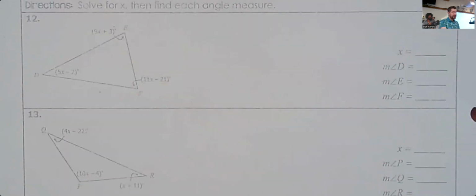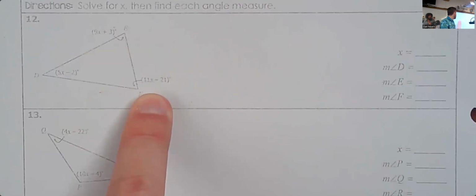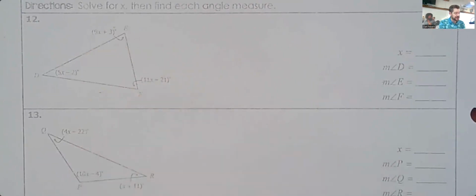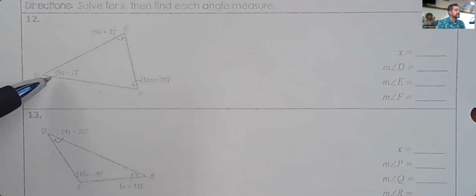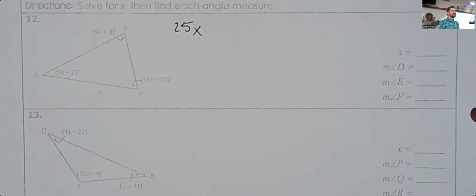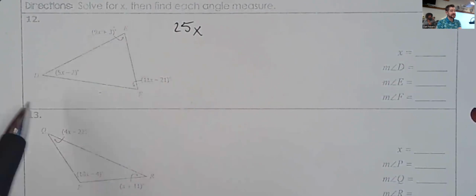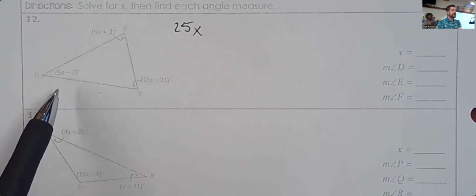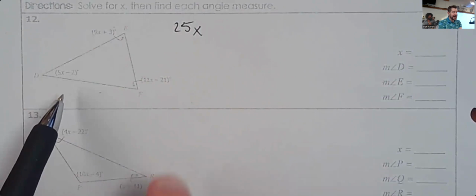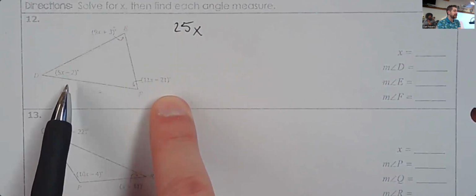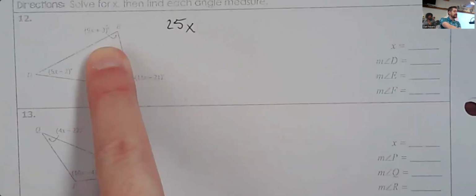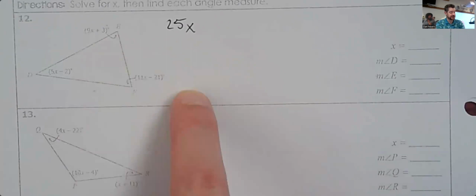This angle here plus that one adds up to 180 because it's a triangle. So if we add together our like terms, 9x plus 11x is 20x. 20x plus 5x is 25x. So add up all the numbers with x: 9x, 11x, 5x, that's 25x. And then if you add negative 21 and negative 2, that gives you negative 23. If you add 3 to negative 23, you get negative 20. So 25x minus 20 equals 180.